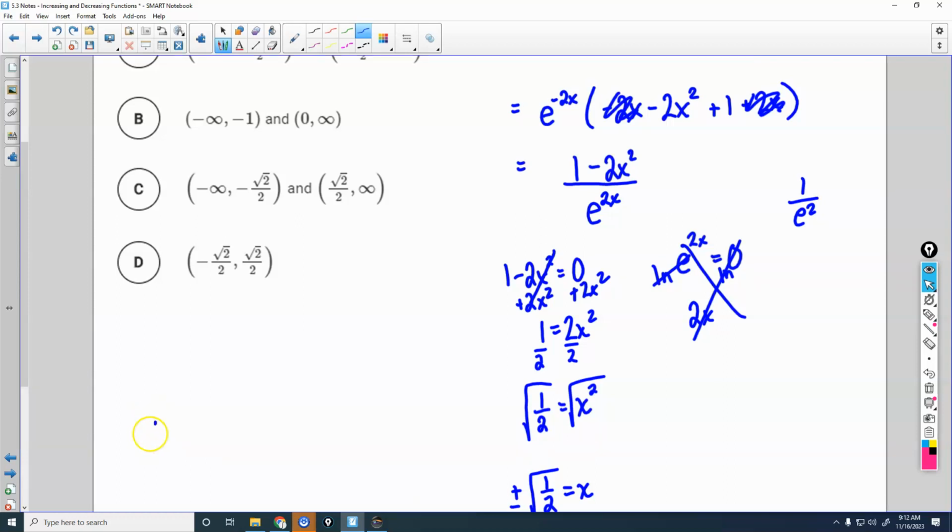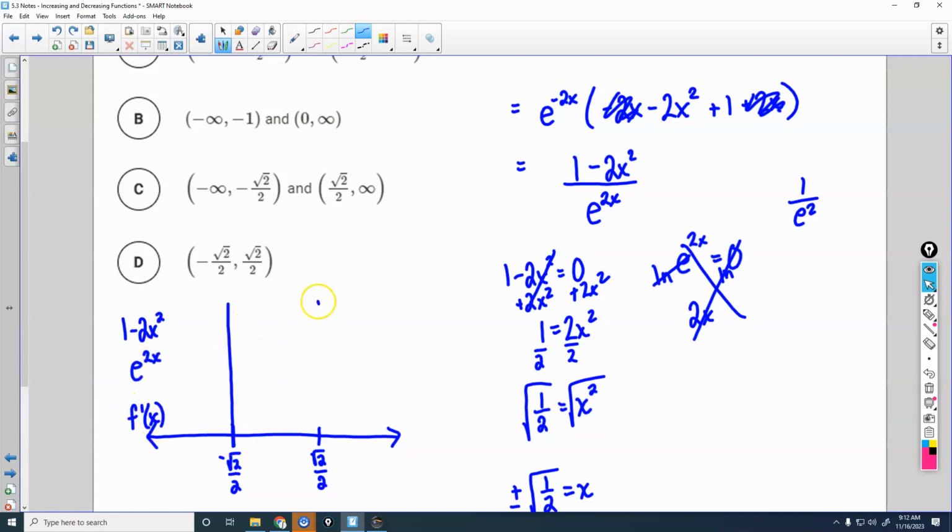So if we make ourselves a number line here, our critical numbers on here are negative square root of 2 over 2 and positive square root of 2 over 2. And you could make the chart if you want. You got 1 minus 2x squared, and you got e to the 2x, and then we got the answer, the f prime of x.